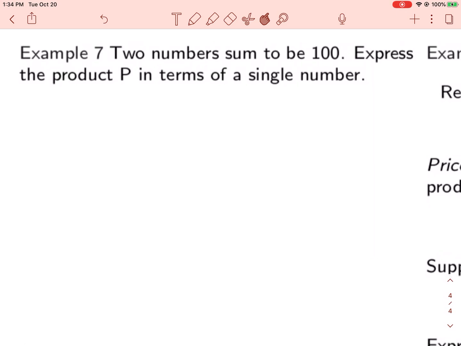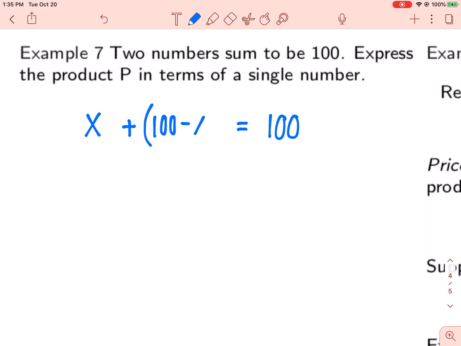This one, no pictures needed. Example 7. 2 numbers sum to be 100. Express the product P in terms of a single number. Okay, well, sum means to add. So 2 numbers, x plus something, is going to equal 100. Now, some of you might want to put y, but then that's 2 variables. So if you actually think about it, x plus 100 minus x is going to equal 100, right? Depending on whatever x is. It's better to do this because you want it in terms of a single number, a single variable.